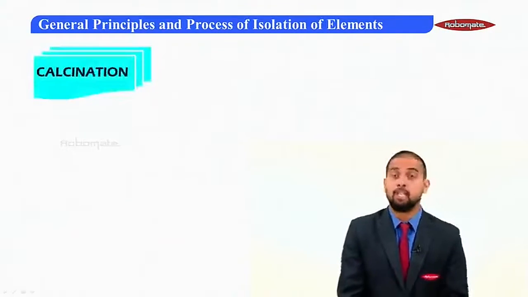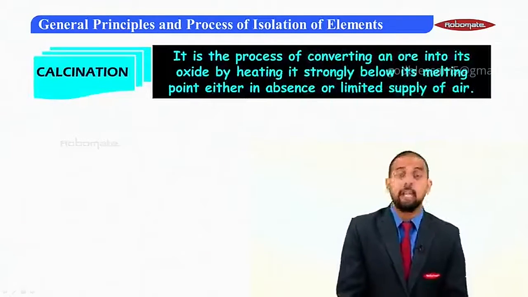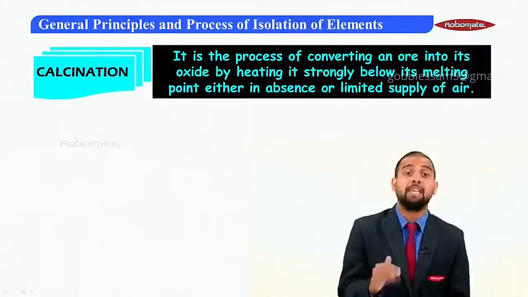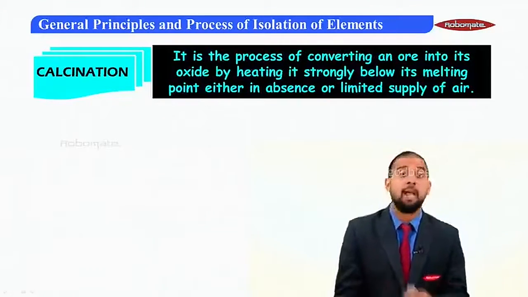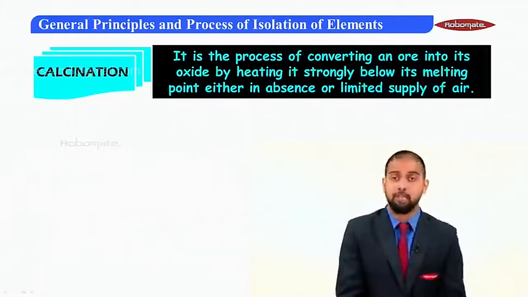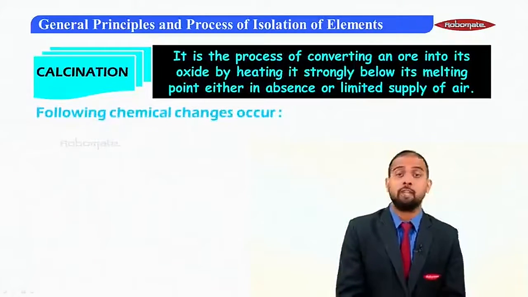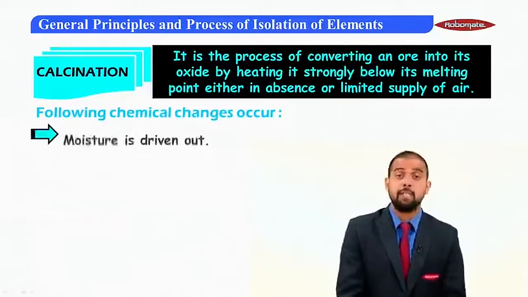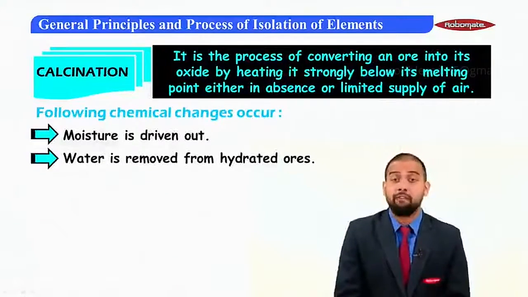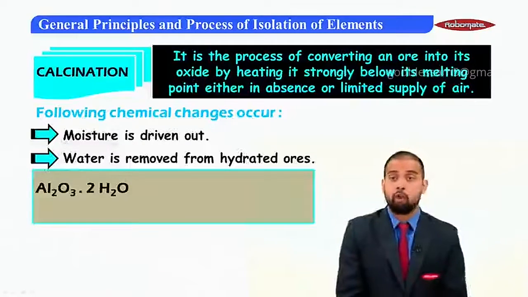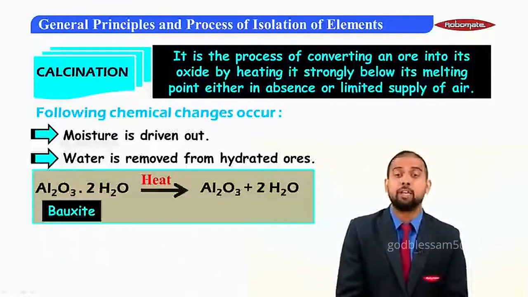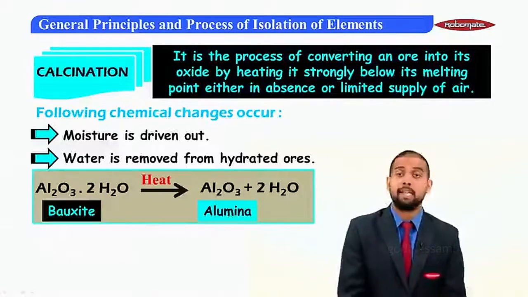So the next thing is, how do we define the word calcination? Calcination is a process of converting an ore into its oxide by heating strongly below its melting point, either in the absence or in a limited supply of air. And that is the definition of calcination. Now whenever you do calcination, the following changes will occur. The very first thing is the moisture content will be removed, and the second thing is water is removed even from the hydrated ores. For example, bauxite, which contains 2 molecules of water of crystallization, when heated gets converted into alumina. So this exactly occurs when you do calcination.